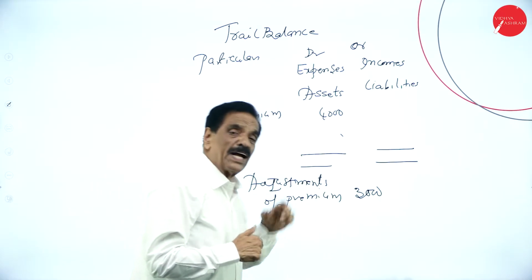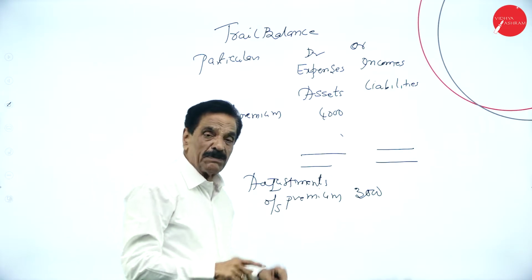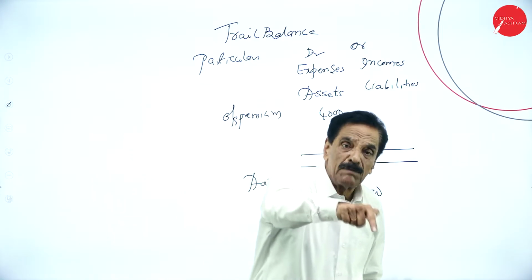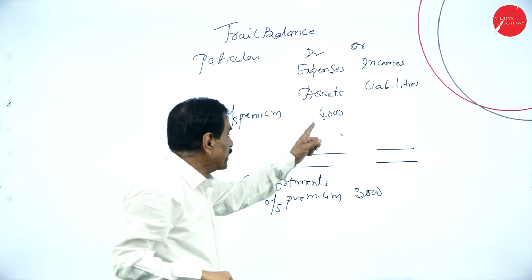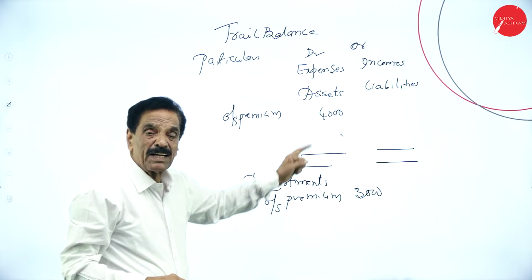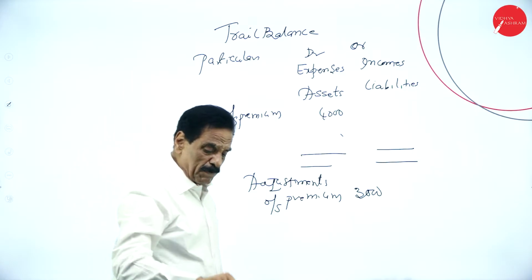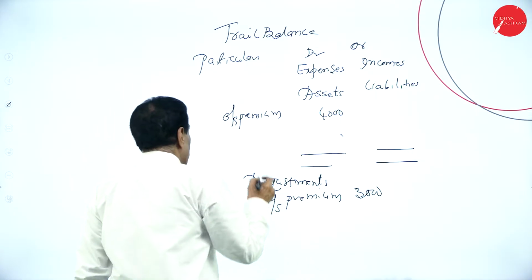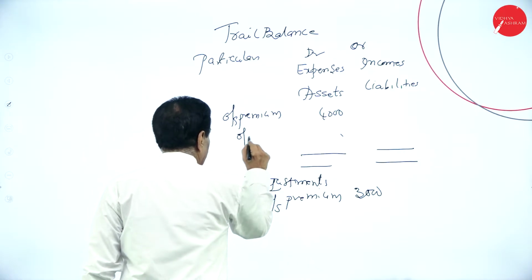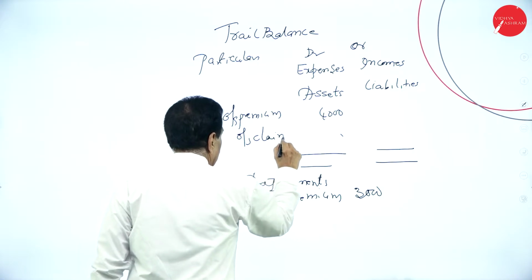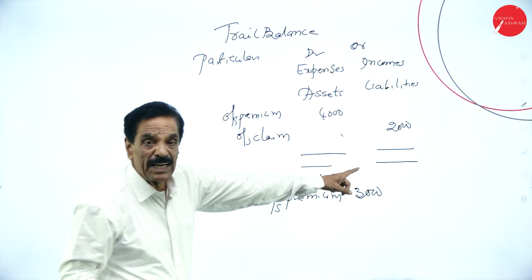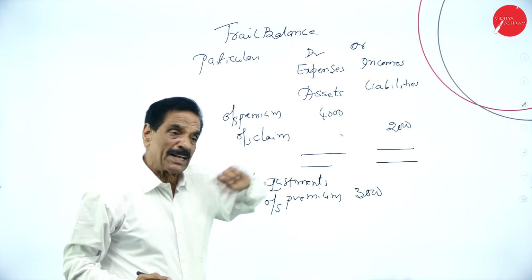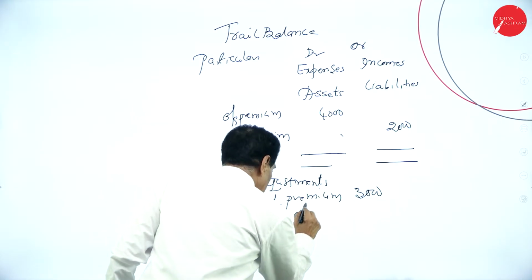When you say outstanding premium, if it is in the adjustment, this should be added to premium and it will come on the asset side of the balance sheet. If it is in the trial balance, directly it will come on the liability side of the balance sheet. Same thing like this, by chance, outstanding claim. So this will come directly on the liability side of the balance sheet. It is outstanding claim here.